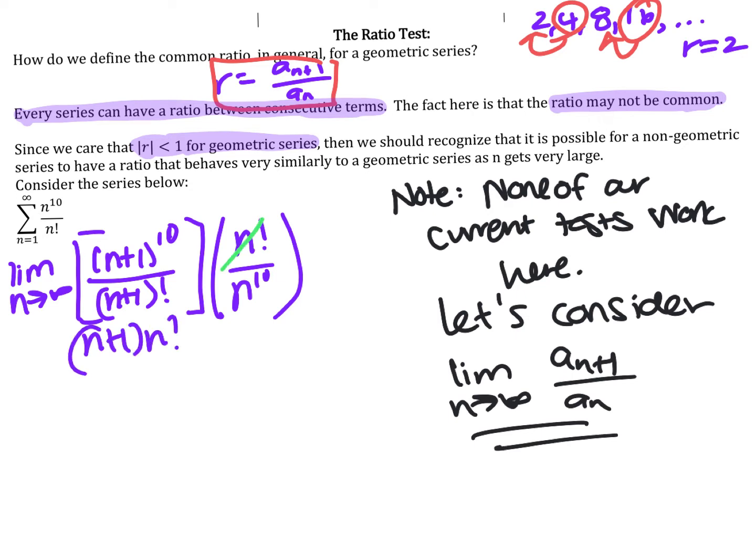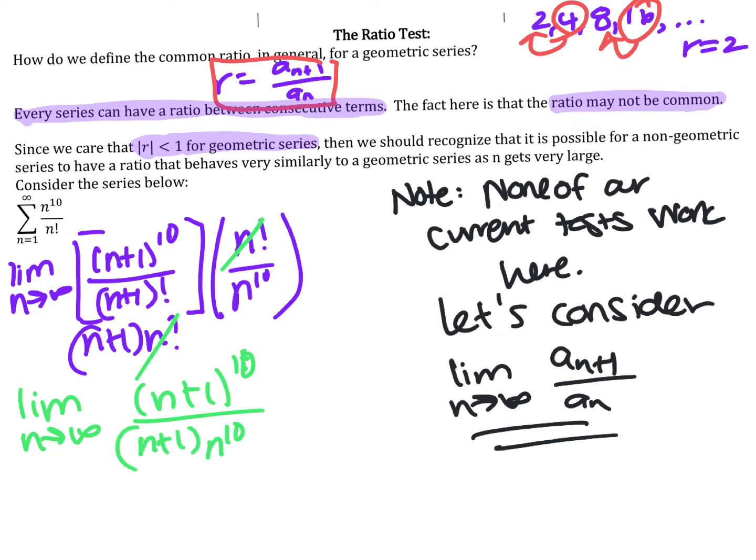So these n factorials can divide out. That leaves me with the limit as n approaches infinity of (n plus 1) to the 10th over (n plus 1) times n to the 10th. As we go to infinity, this denominator, if I distributed, would have a power of 11, and the numerator has a power of 10. So as we go to infinity, this limit is going to be equal to 0.